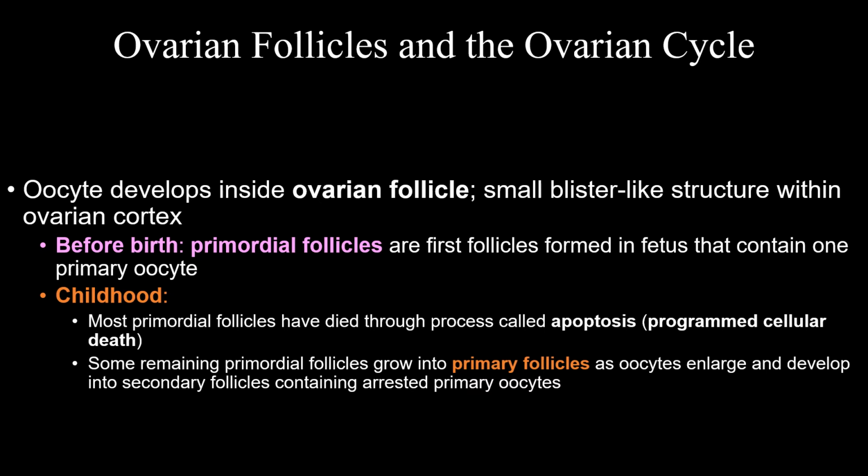And then from childhood through early menopause, primordial follicles progressively mature first to primary follicles, then to secondary follicles. However, most follicles stop maturing and instead die in a process called atresia, during which the oocyte first dies, followed by the collapse of the follicle.